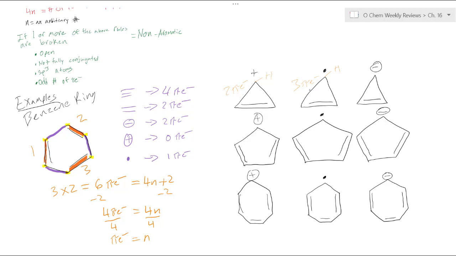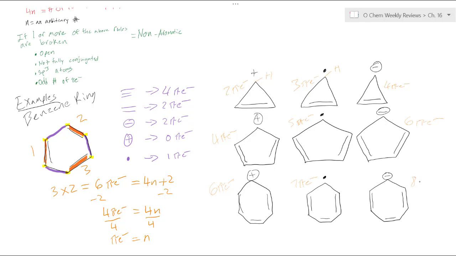So double bond, negative charge, 4 pi electrons. 2 double bonds, 1 positive charge, 4 pi electrons. 2 double bonds, 1 radical, 5 pi electrons, and then 2 double bonds and 1 lone pair, giving us 6 pi electrons. 3 double bonds, 1 positive charge, so again 6 pi. 3 double bonds, 1 radical, 7 pi. 3 double bonds, 1 negative charge, 8 pi electrons.